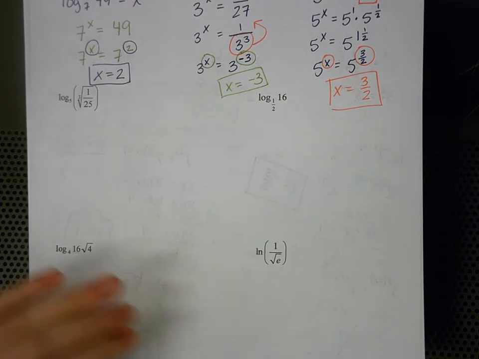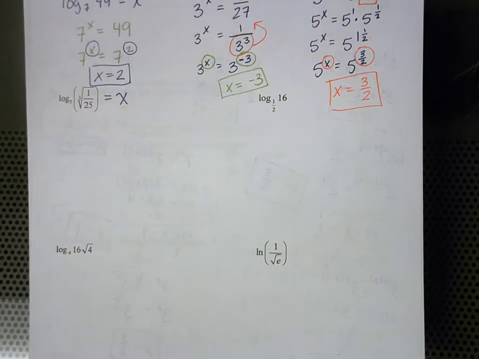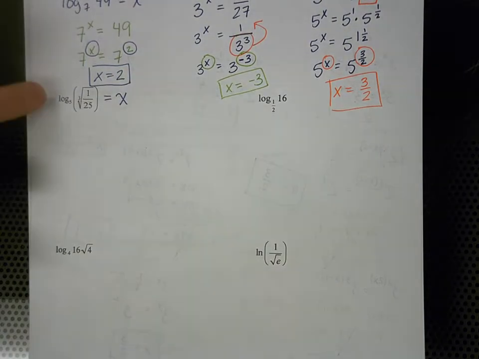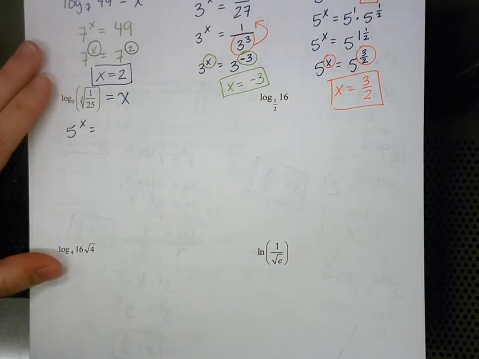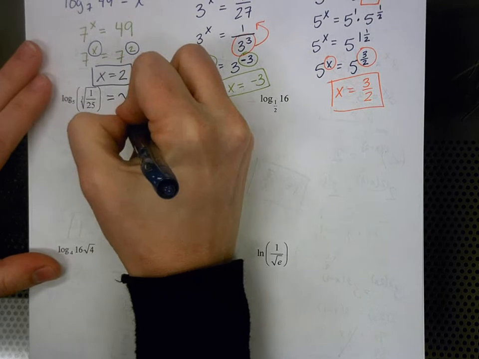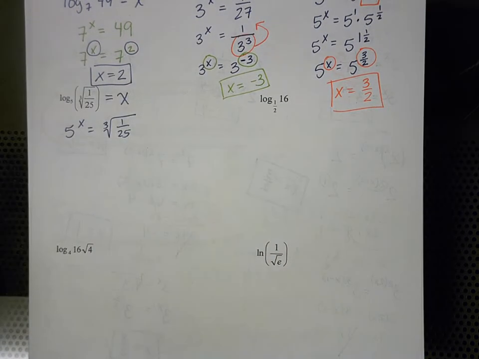All right. Again, set your logarithm equal to x, so then we can solve. This means, what power do I raise 5 to? What power do I raise 5 to? To equal the cube root of 1 over 25. All right, let's start by changing the 25 to a base of 5.